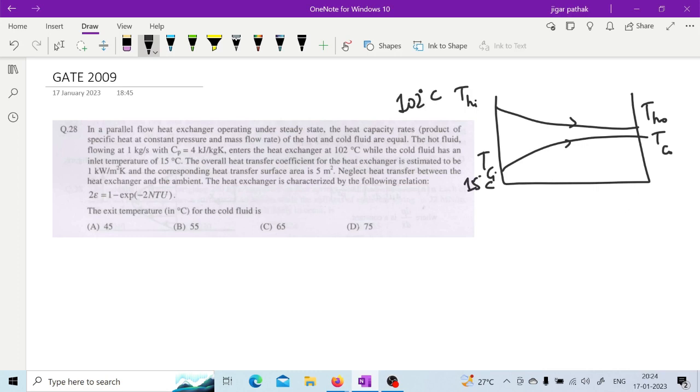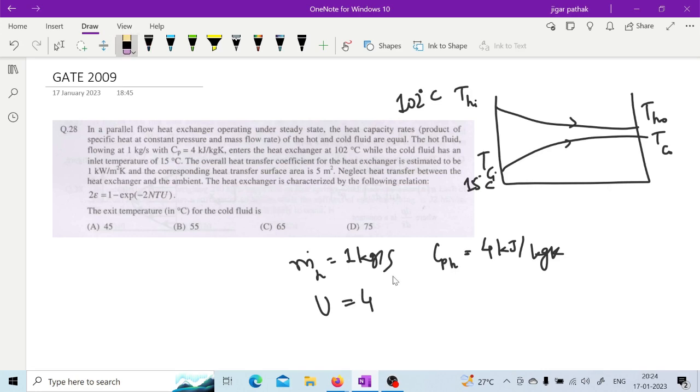And mh is given as 1 kg per second, while the Cph is given as 4 kilojoule per kg Kelvin. U and A are also given, right? U is given as, sorry, 1 kilowatt per meter square Kelvin. Area is given as 5 meter square, right?